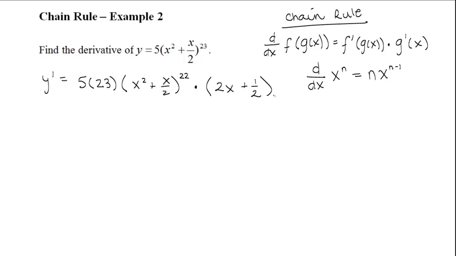So that's the derivative of y, but now we're just going to simplify it a little bit, and simplifying is really easy. The only thing we can simplify is just multiplying these two together. And 5 times 23 is going to be 115. And then the rest will just stay the same. So that's how you find the derivative using chain rule.